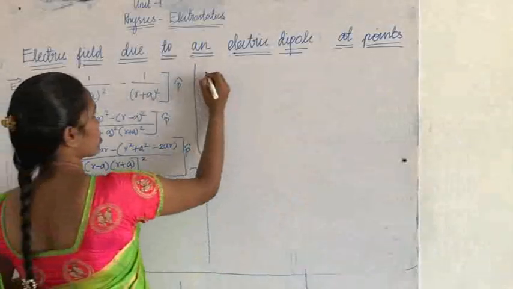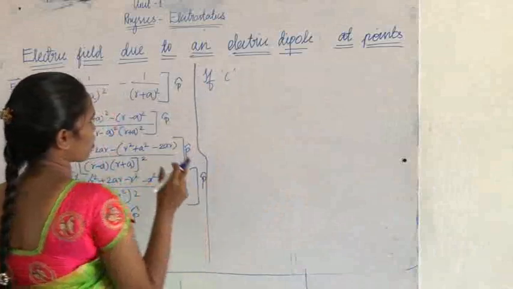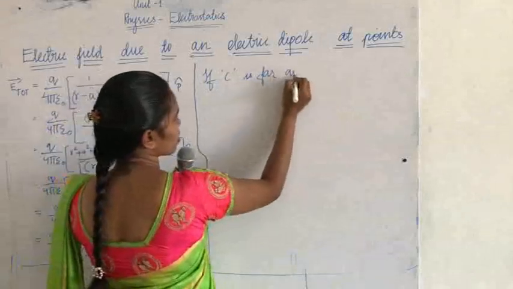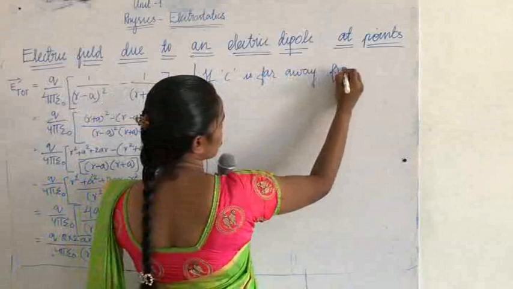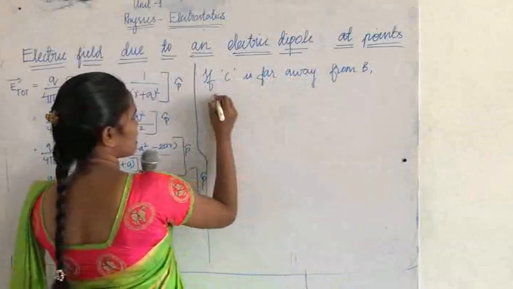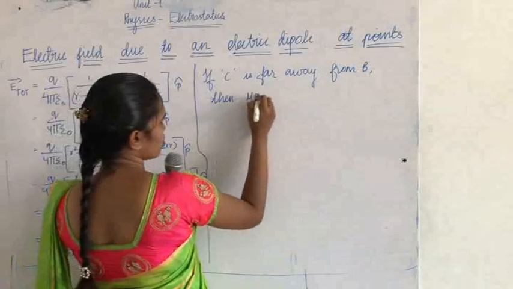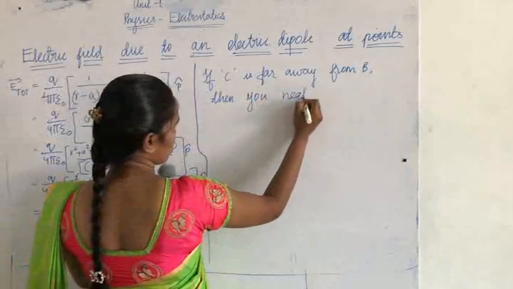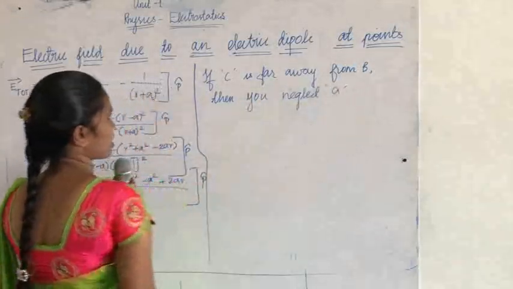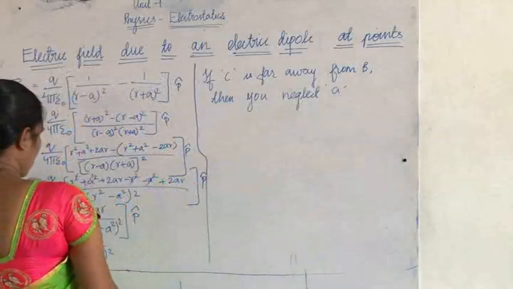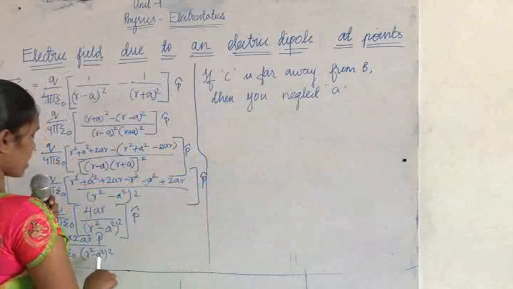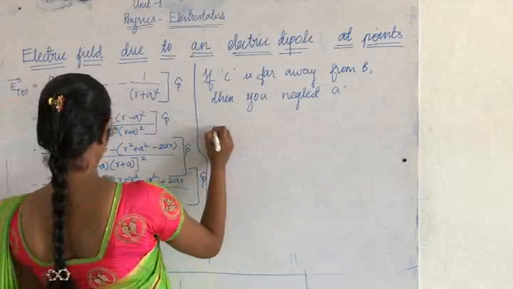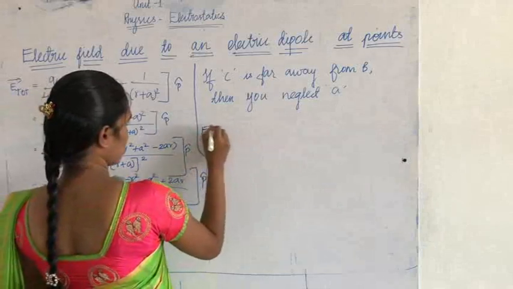Now, see the point R. If the point C, in the picture you see it, the point C is far away from point B, then you have to neglect a. Then you neglect a. Right.